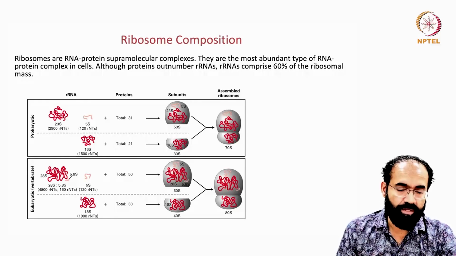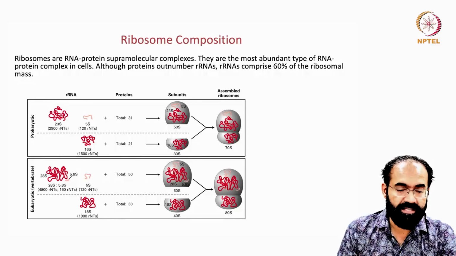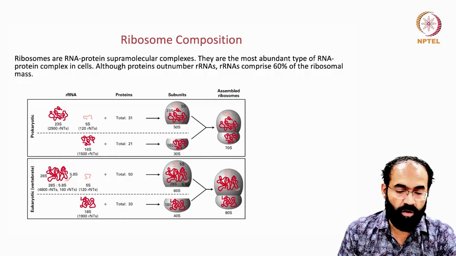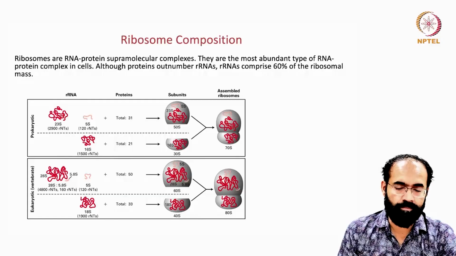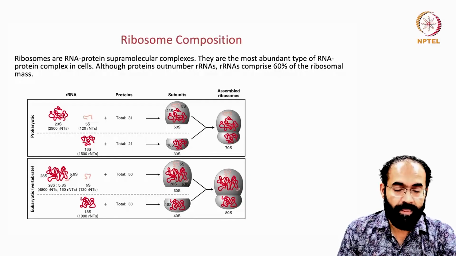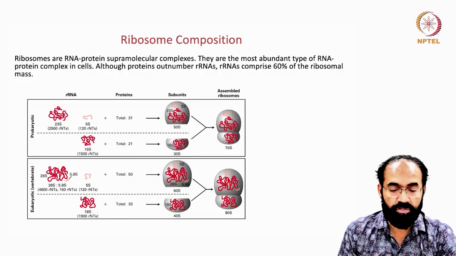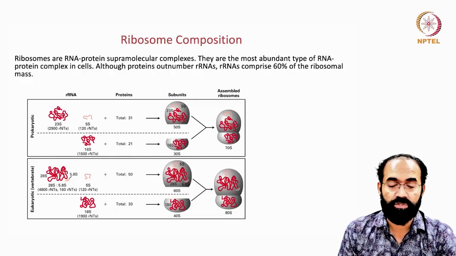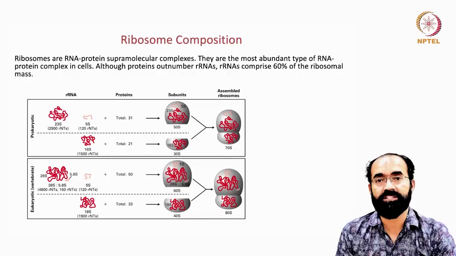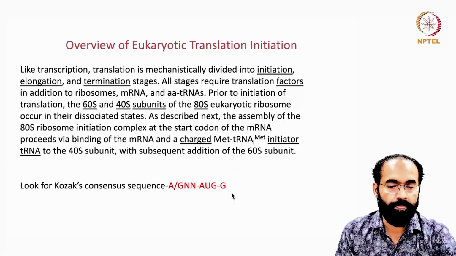And in the same way in eukaryotes, you have 28S, 5.8S and 5S ribosomal RNA, and around 50 different proteins constitute the larger subunit, which is 60S in Svedberg units of molecular mass, whereas the smaller subunit has 18S RNA, and around 23 different proteins constitute the smaller subunit. Both together assemble to become the 80S ribosome, which actually participates in protein translation.